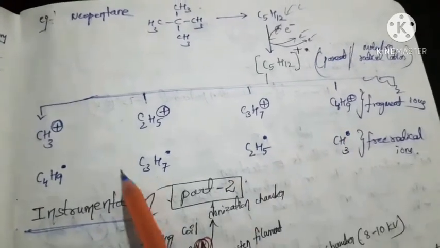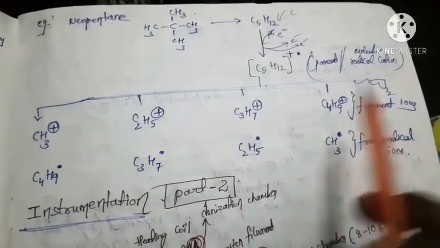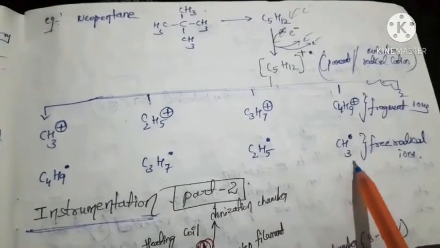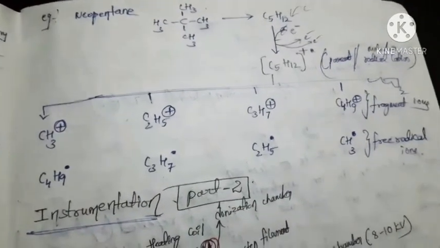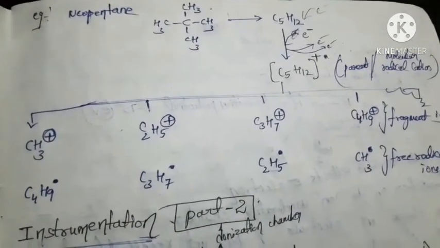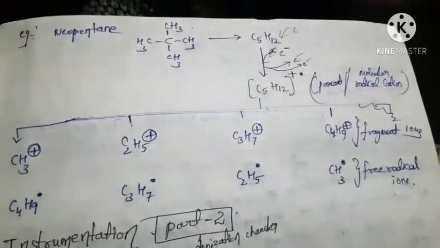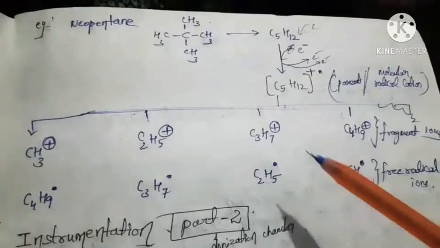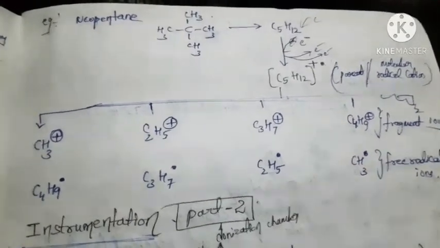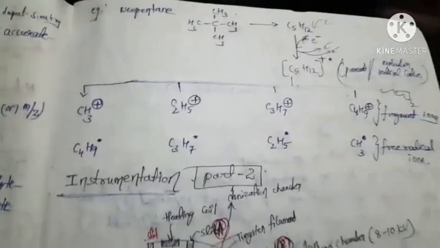See, these are the fragment ions, and these are the free radicals. What we have to remember is that after the fragmentation, these are the possibilities of the fragment ions. That we have to remember, friends.